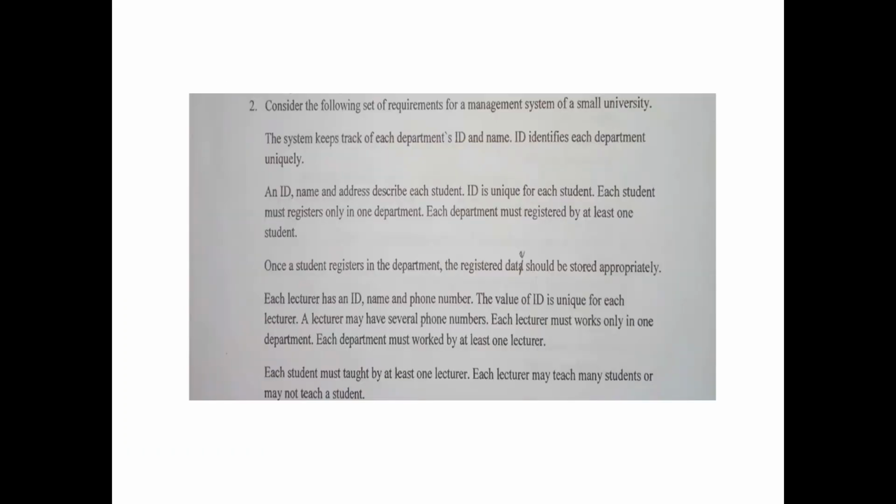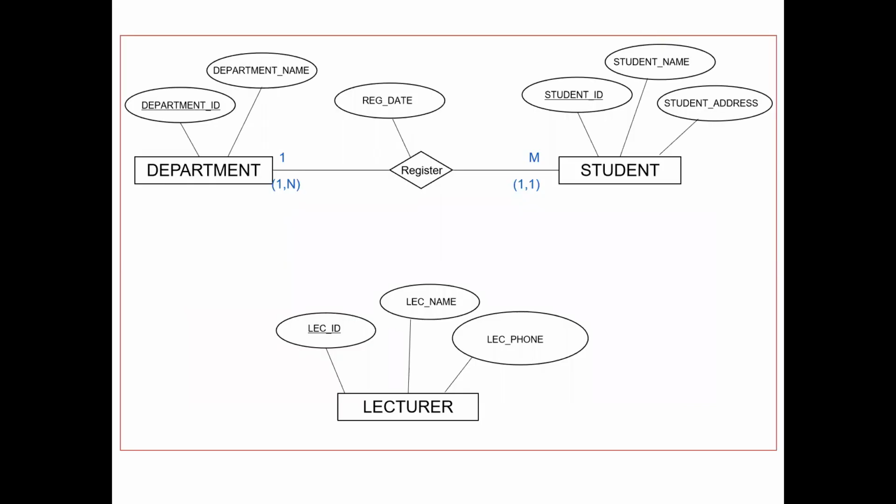Let's continue reading. Each lecturer has an ID, name and phone number. The value of ID is unique for each lecturer. Here we can identify the next entity, that is lecturer, and the attributes are lecturer ID, name and phone number. So we can represent that in this way.